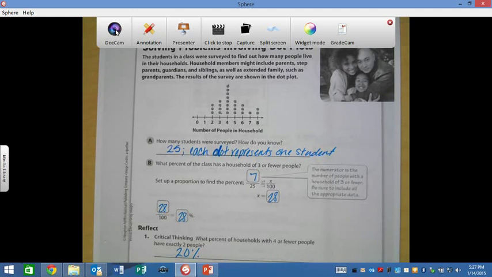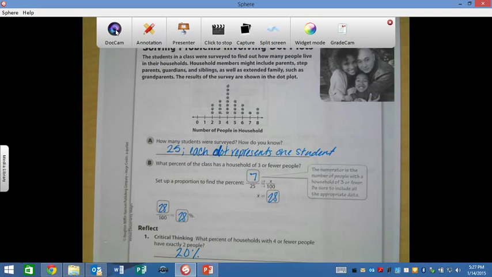So the problem says, the students in a class were surveyed to find out how many people live in their households. Household members might include parents, step-parents, guardians, and siblings, as well as extended family, such as grandparents. The results of the survey are shown in the dot plot.